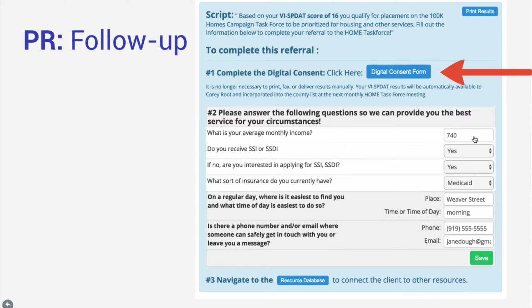We also ask if folks receive SSI or SSDI. That will help us to make referrals for SOAR potentially.